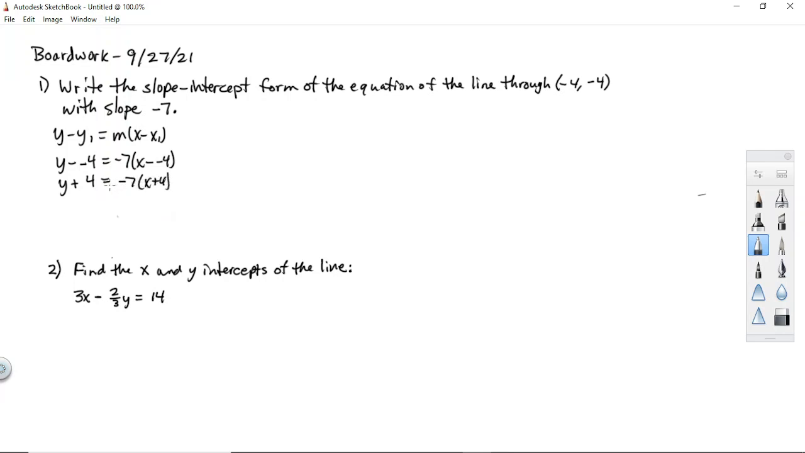Now to convert to slope-intercept form, we just solve for y. The first thing we'll do to do that is distribute on the right side. And we're almost done. We're just going to subtract 4 from both sides so that y is by itself. Okay, so we have -7x, and now we just have to take -28 minus 4.